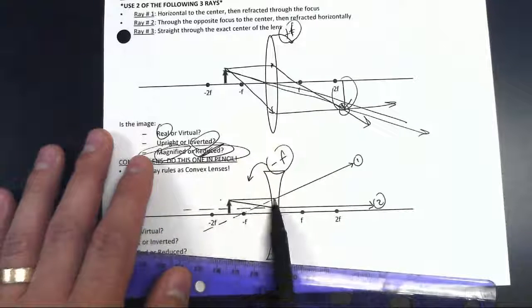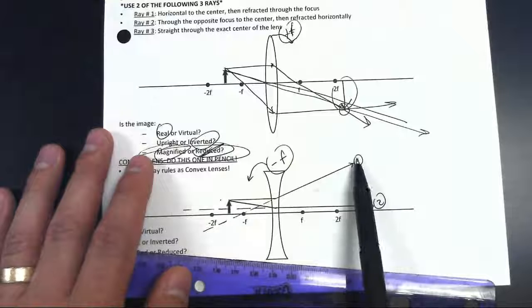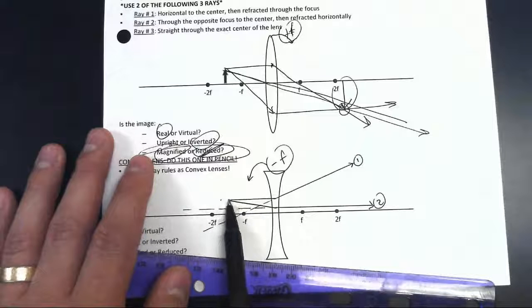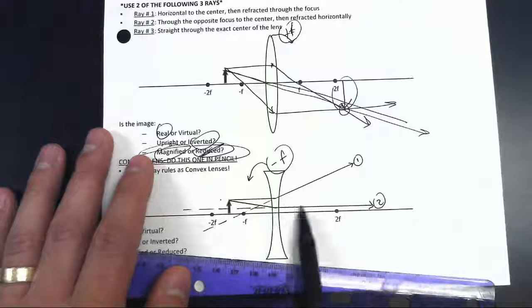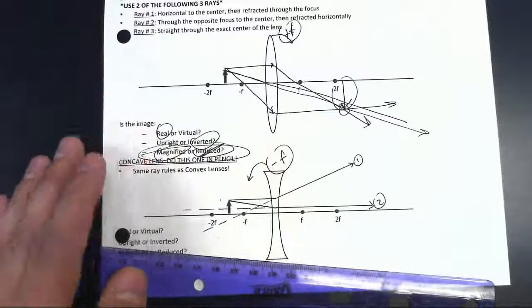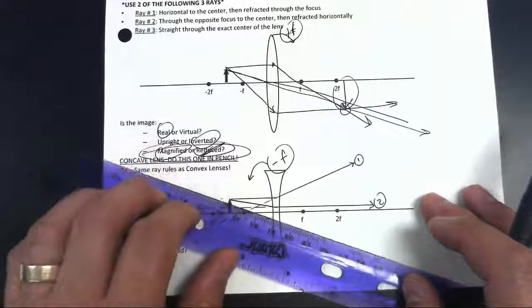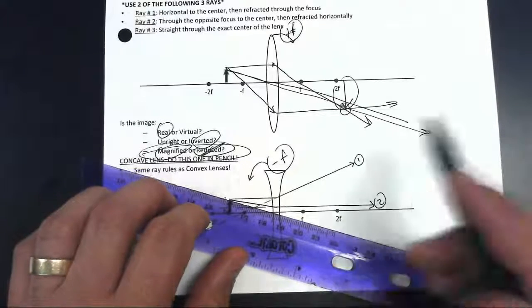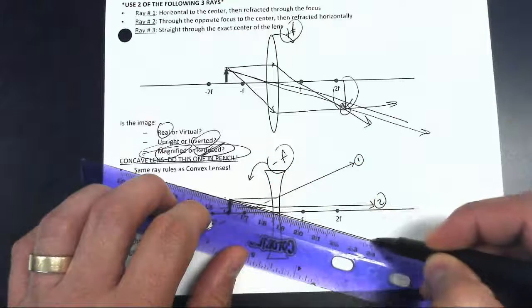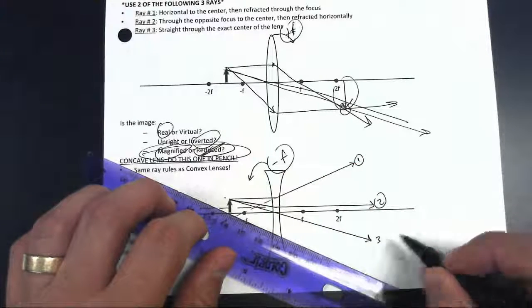So number 1, parallel, refracted on a line through the focus. Ray number 2, on a line that goes to the opposite focus, and when it gets to the lens it gets refracted parallel. Ray number 3 we get a break because it's exactly the same as ray number 3 for the first one. We go straight through the center of the lens. So it looks just like this. So there's our ray number 3.